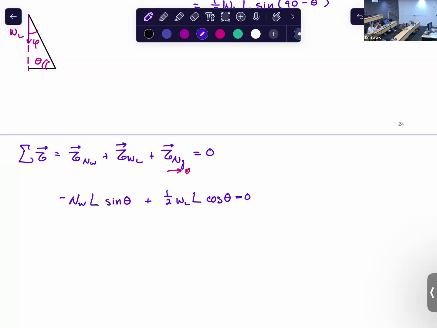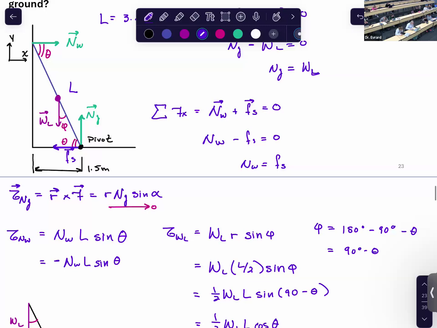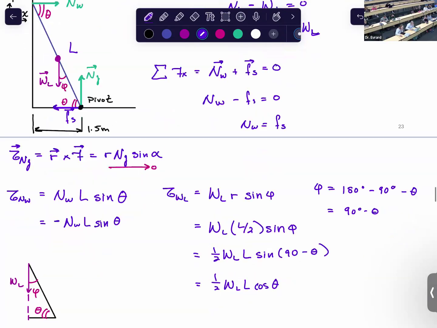And so what we need to do is solve this. What are we going to solve for? Let's go back up here and think about it. What do we want to solve? We're trying to find the coefficient of friction. So which one of those do we want to solve for? The normal force of the wall, because that will directly equal the force of static friction. And remember from there, your force of static friction is your coefficient multiplied by the normal force due to gravity, or the normal force at the ground.